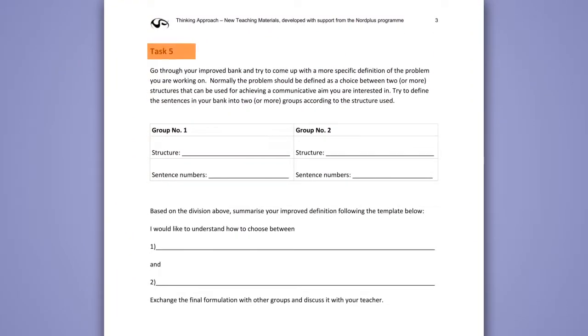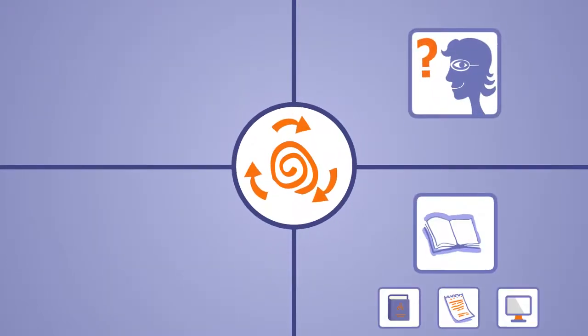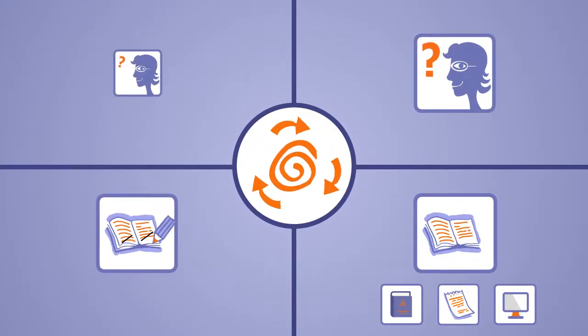Now, students have a cleaned bank that contains sentences with structures they're working with. The task for the learners is to clearly define the two structures they're choosing from when referring to the past. By the end of the work at this stage, students have defined their learning need as a choice between several structures. Let's summarize what the students are doing in this stage.